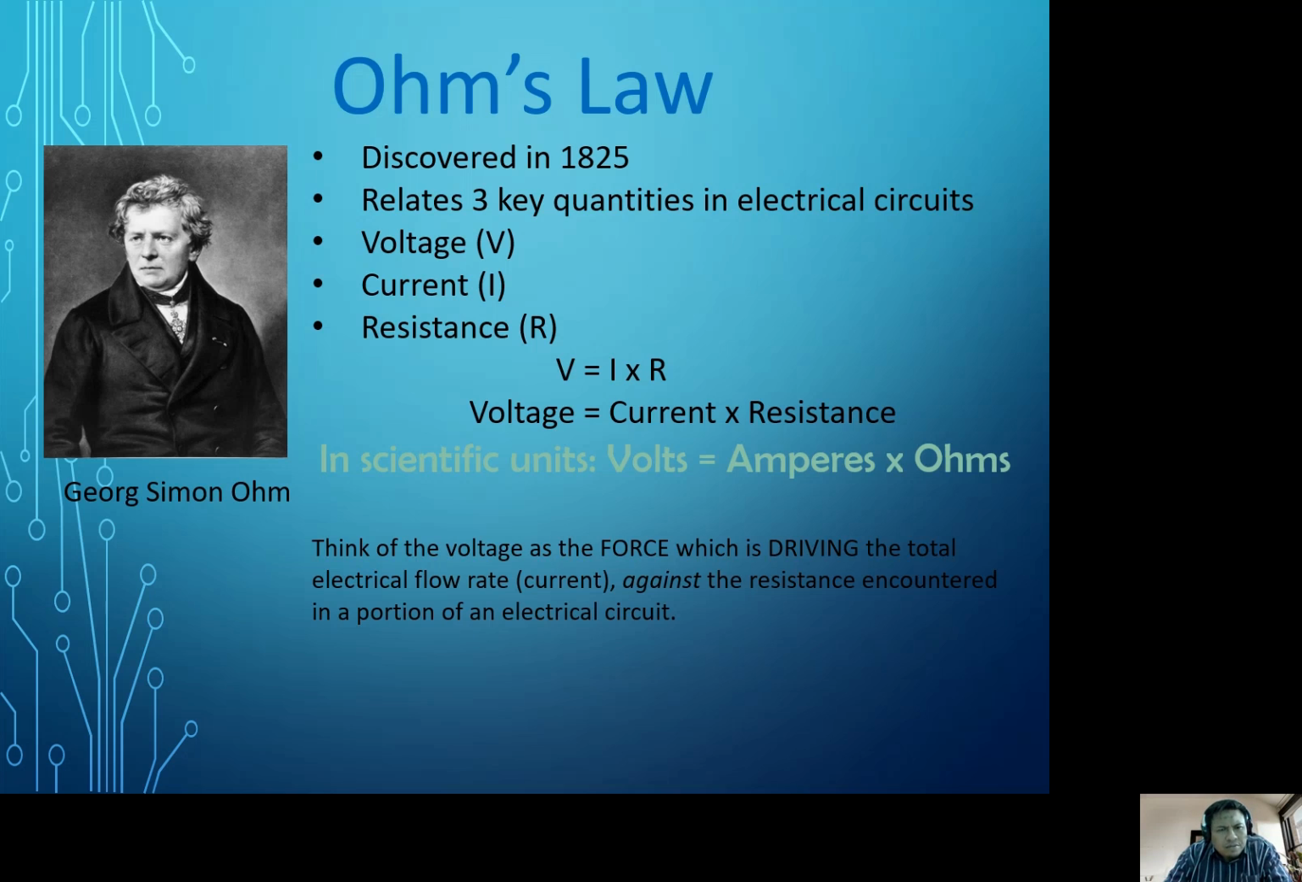Usually Ohm's law relates the three quantities in an electrical circuit: voltage, current, resistance. V equals I times R. Voltage equals current times resistance, whereas in scientific units, volts equal amperes times ohms. Think of the voltage as a force which is driving the total electric flow, the current. Again, the resistance is a portion of the electric circuit.